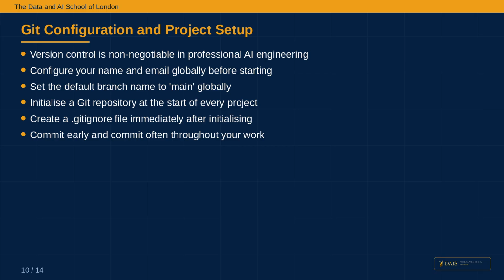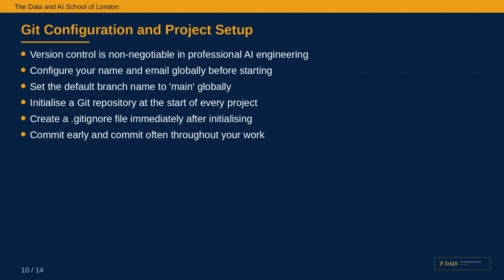Git is the professional standard for tracking changes in AI projects. Models evolve, experiments branch in unexpected directions, and datasets get updated. Without version control, recovering from mistakes or understanding what changed between runs is nearly impossible. Start by configuring your global Git settings, your name, your email address, and the default branch name. Set that branch name to main to align with modern conventions and GitHub defaults.